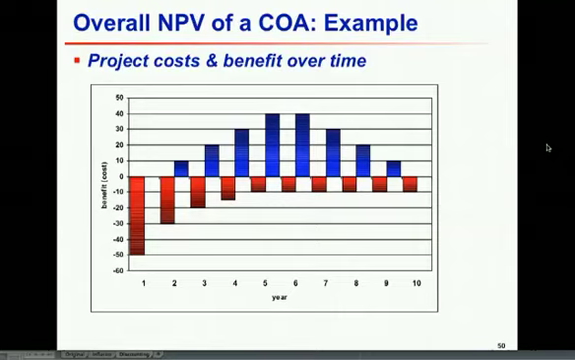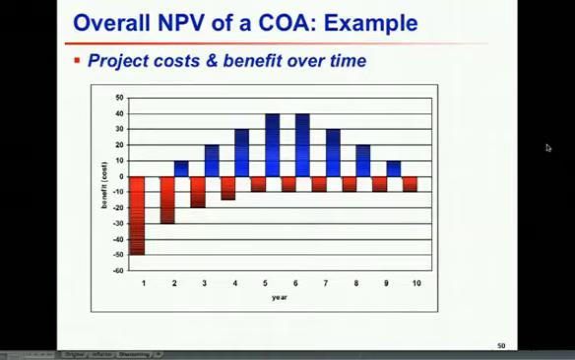Again, we're assuming that this could be real dollars, so it doesn't really matter whether we're using a nominal or real discount rate. But if these are nominal dollars, then you've got to use a nominal discount rate, which will be higher than your real discount rate. But suppose we have this stream of benefits given in blue and this stream of costs given in red. Should we do this project? Is this a net present value positive effort?